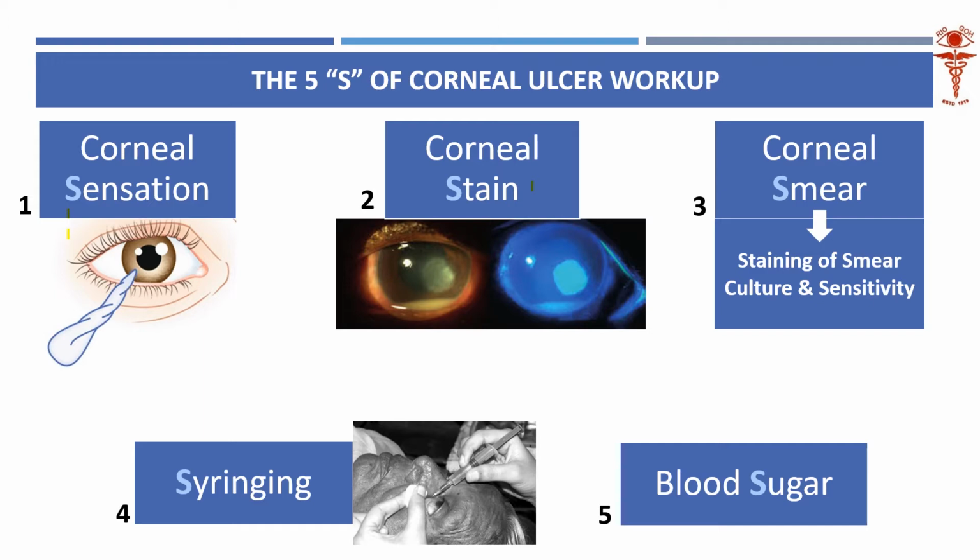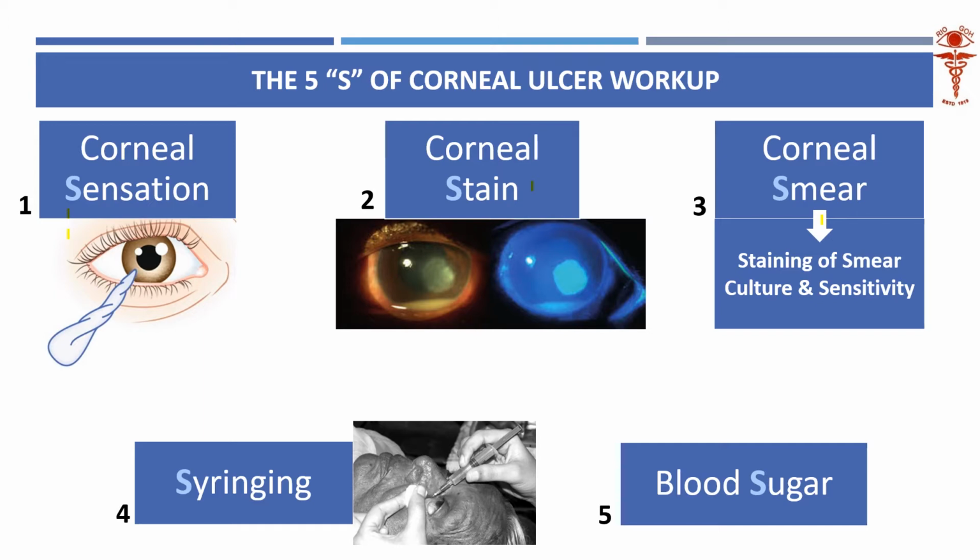With the staining, you can nicely see the edges of the corneal ulcer. You can even measure how much of corneal ulcer is there. This kind of staining is very important. Next is corneal smear, which we already discussed. We use a Kimura spatula, scrape the edges of the corneal ulcer, and stain that specimen for the microscope.